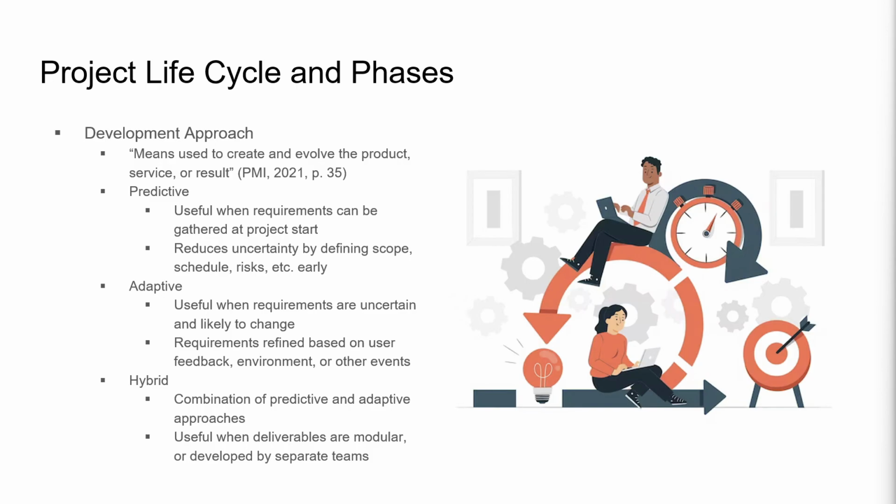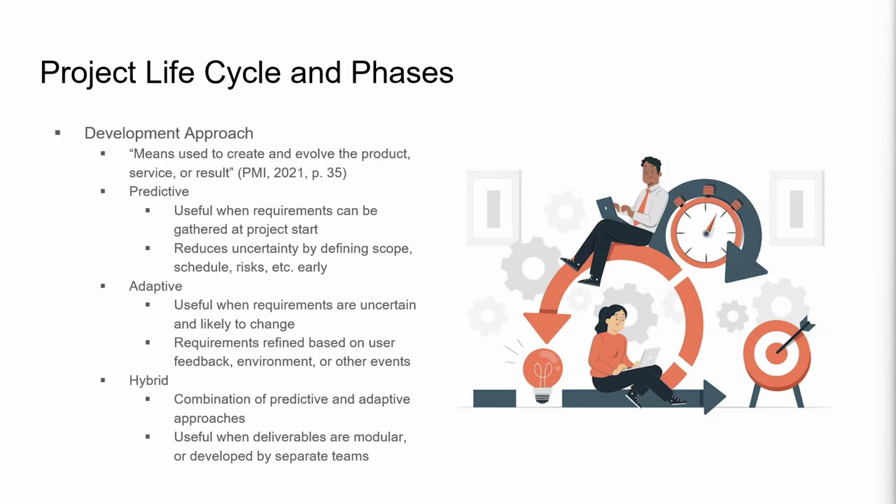The first development approach is predictive. This approach is useful when all project requirements can be gathered at the project start. The predictive approach reduces uncertainty by defining scope, schedule, risks, and more early in the process. Another development approach is the adaptive approach. This approach is useful when project requirements are uncertain and likely to change over time. The project requirements are refined throughout the lifecycle based on user feedback, the product environment, or other unexpected events.